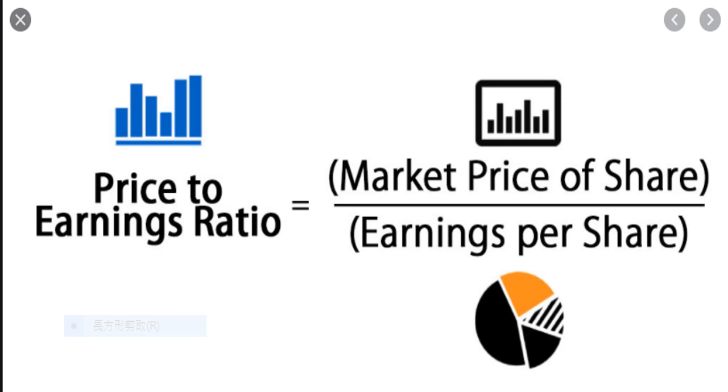And second, it is on a yearly basis. That means the earnings per share is per 1 year, not per 1 quarter, right? Very simple. The price of the share at this moment divided by the earnings per share per year. This is the price to earnings ratio, PE.